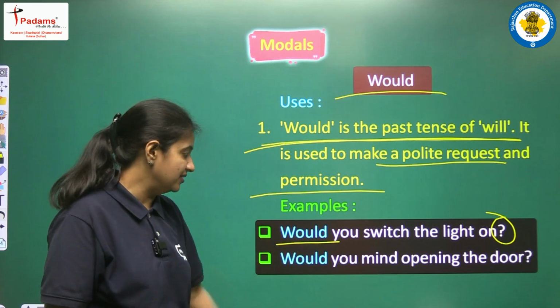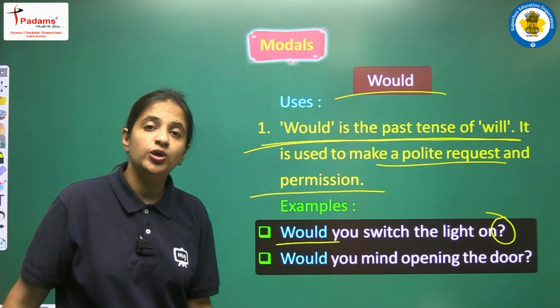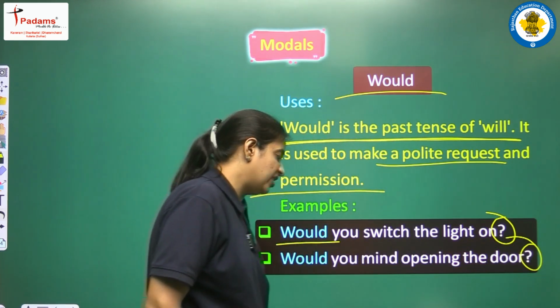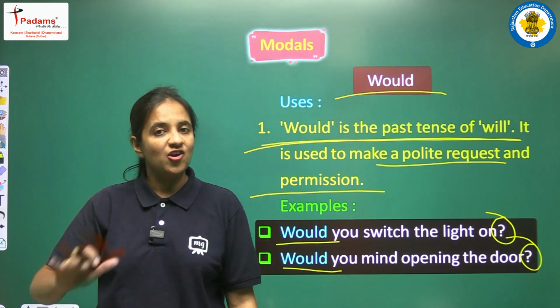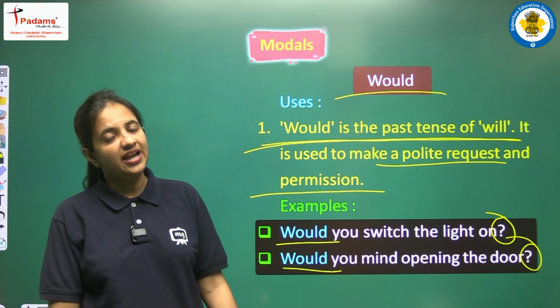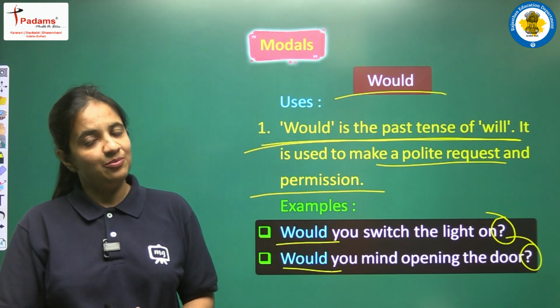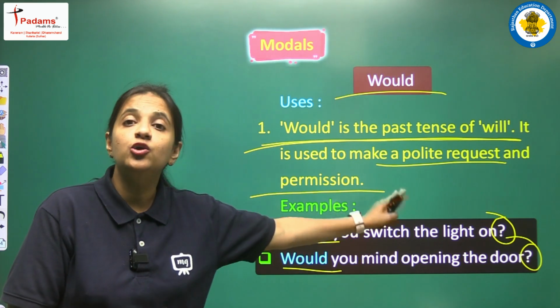Here we are actually requesting someone to switch the light on, and we can use would in the sentence in this manner. One more example, would you mind opening the door? Again the structure is of an interrogative sentence, with would in the beginning. Again we are not asking a question, but making a very polite request. With the help of would, we are requesting someone to open the door.